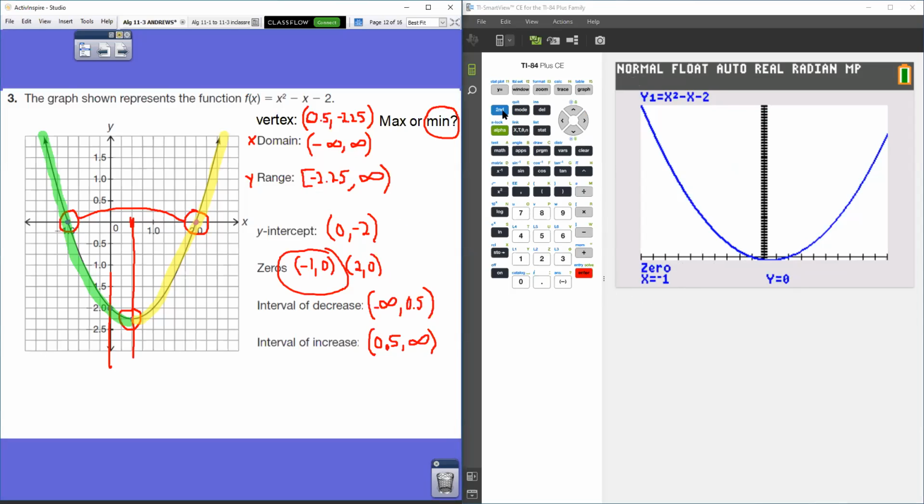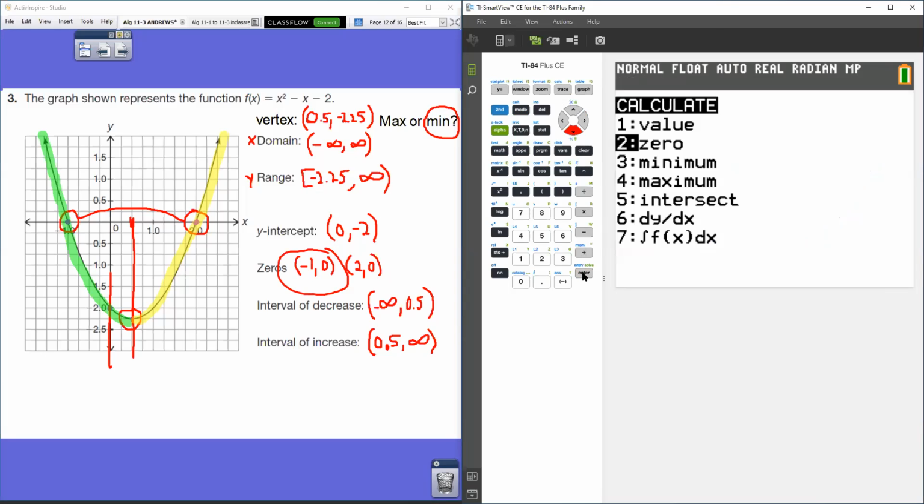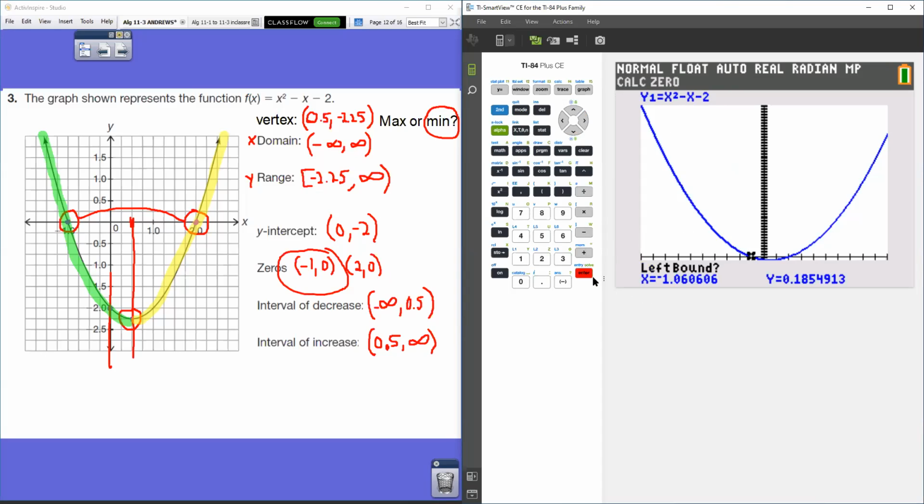If I wanted my other one, I'd have to do second and calc and go back down to zero. I have to do one on the left-hand side, and then one on the right-hand side. So I scroll over to the right-hand side and hit enter again once it stops moving. And then enter again, and it's 2, 0, which is what we got here. So you can find your vertex, your min or max, and your zeros right from the calculator.